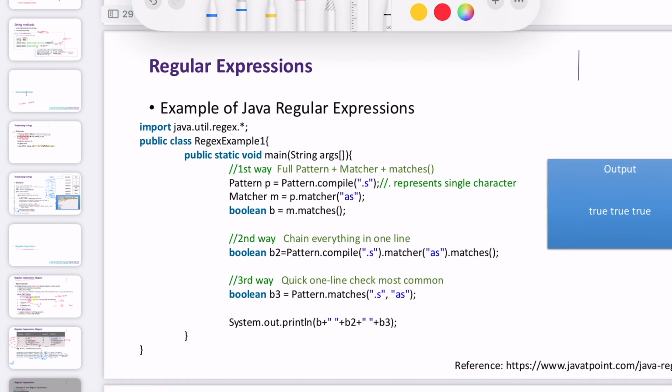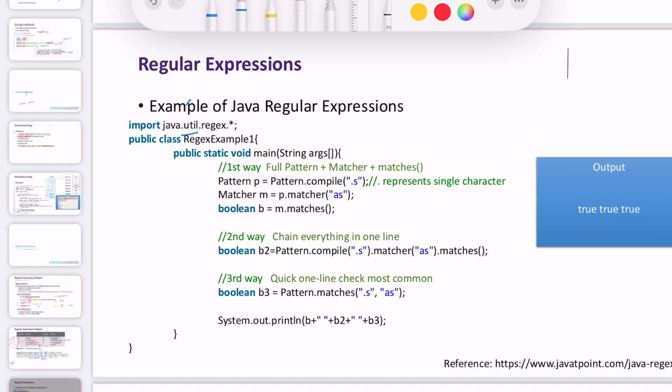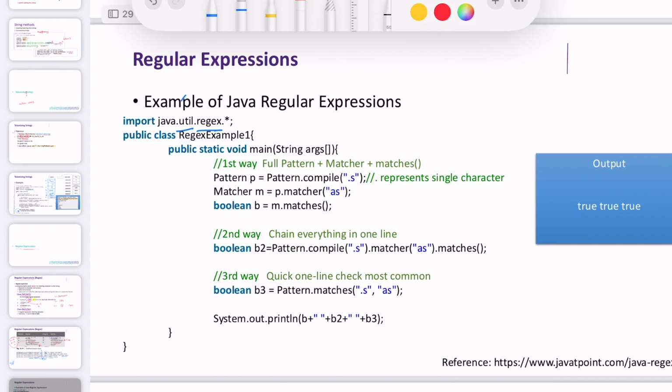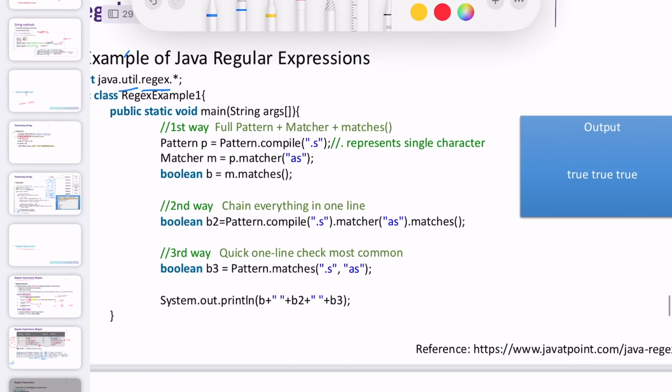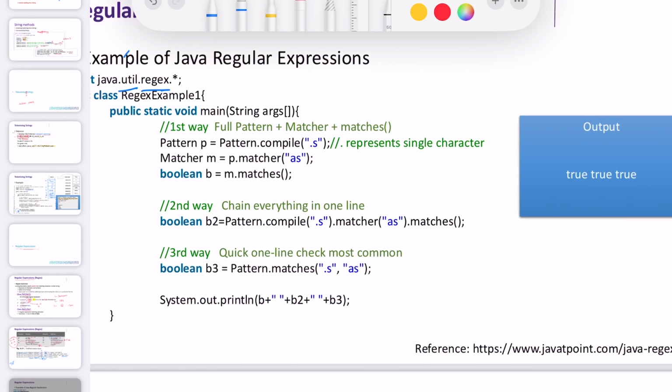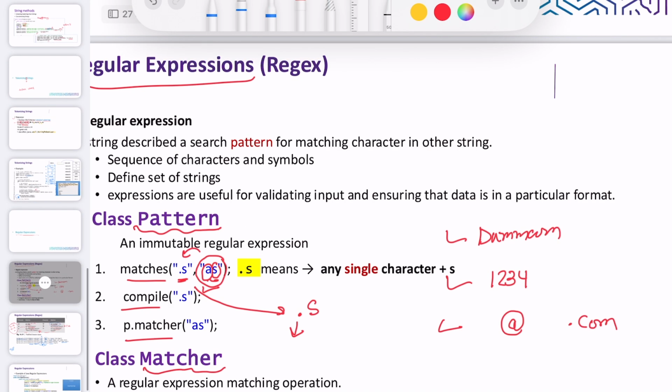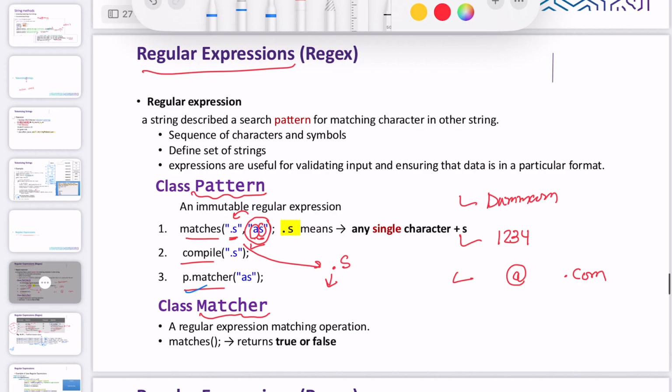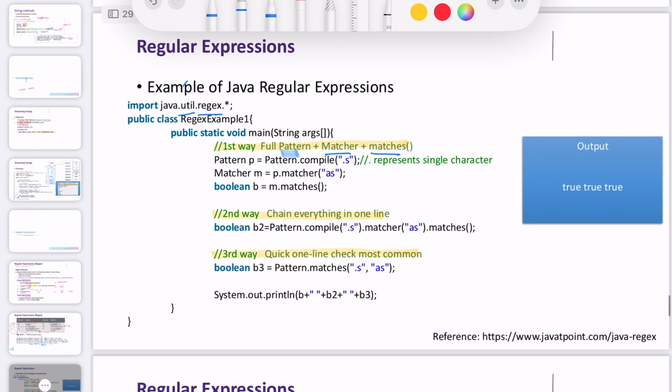To use it in the code, you need to import the regex from java.util, and then you can use regular expressions in 3 different ways. This is the first, this is the second, and this is the third way. The first way is the full Pattern and the Matcher and the matches. So you will use all of these, the Matcher, the compile, and the matches, all of them together.